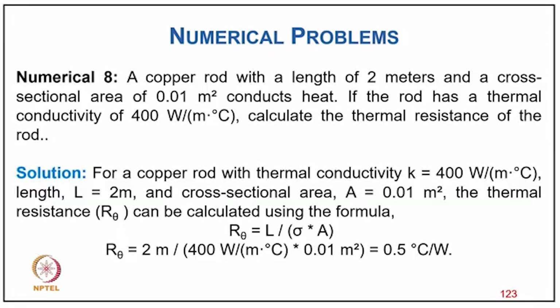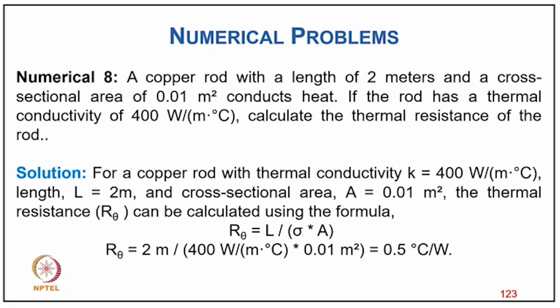Now numerical problem 8. A copper rod with a length of 2 meters and a cross-section area of 0.01 meter square conducts heat. If the rod has a thermal conductivity of 400 watt per meter Celsius, calculate the thermal resistance of the rod. The solution: for the copper rod, the thermal conductivity K equals 400 watt per meter Celsius, length L equals 2 meter, and cross-sectional area A equals 0.01 meter square.